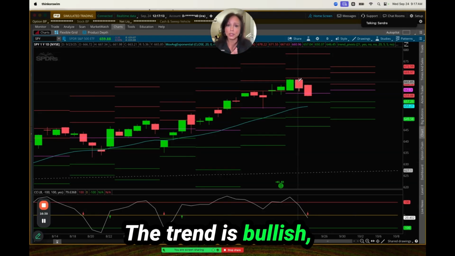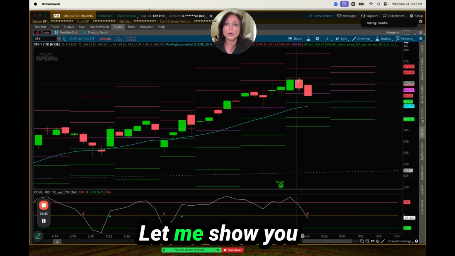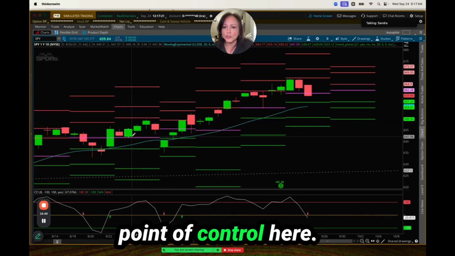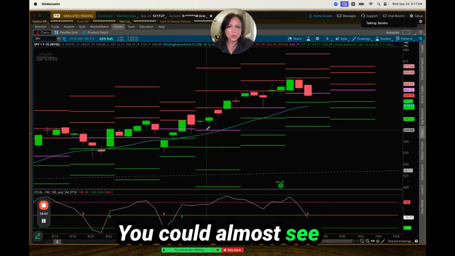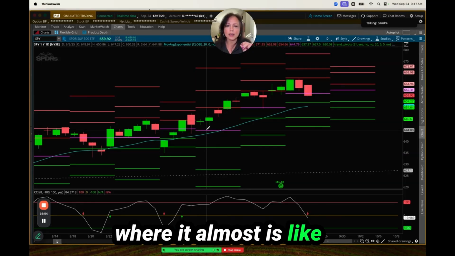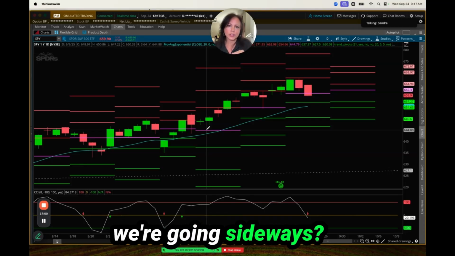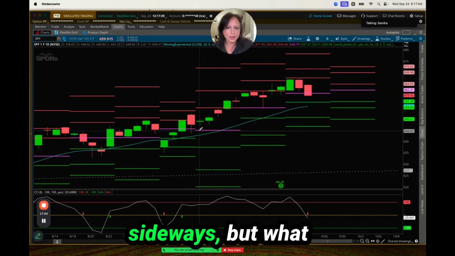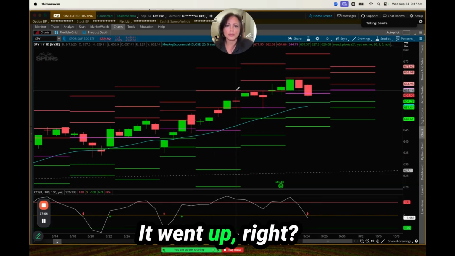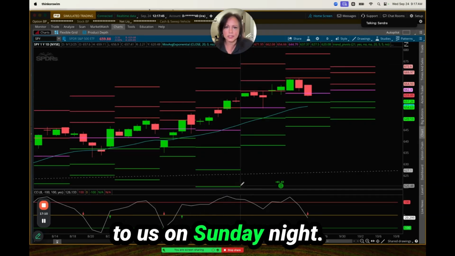The trend is bullish, there's no doubt, but each and every week, point of control changes. Let me show you. Point of control here, point of control changes. You can almost see where it is forecasting somewhat: do we look like we're going sideways? Do we look like we're going up? On this week, it looked like we were going to go sideways, but what did price action do? It went up, right? But we already had these levels identified to us on Sunday night.